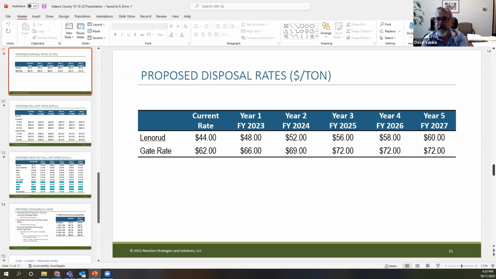I'll be very clear right now. I would not recommend getting rid of the Leonard Rood contract. Right now, just to give you an idea, that contract's bringing in about $850,000 a year to the county towards the operation of the landfill. If that were to go away tomorrow, your costs don't drop by that amount. And so you want to keep that contract, but you need to increase the price of it. There's always a balance.